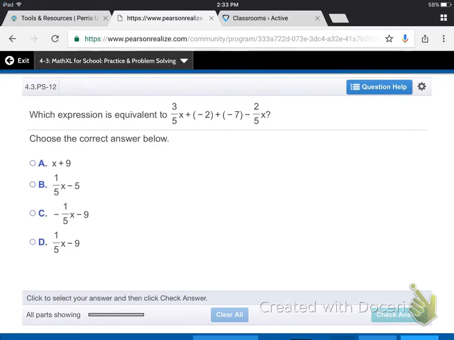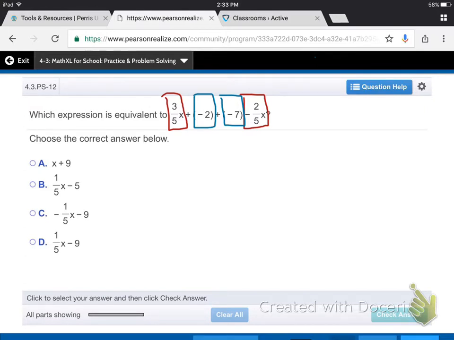Okay, are you getting the hang of this? It's really not too hard. We're doing the same thing now, except that instead of writing the answer down, we're just choosing the expression A, B, C, or D in the answers that matches our answer. So we're going to start the same way. Here's 3/5 x. Here's negative 2/5 x. And then we have negative 2 and negative 7. So let's add and subtract all that together in the proper way, and we will know what our answer is.